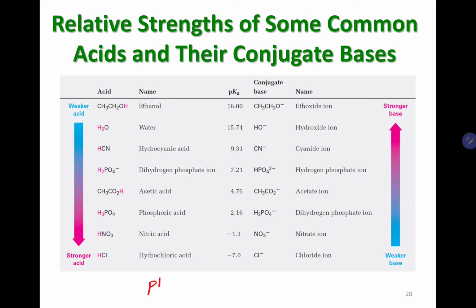Since pKa plus pKb is a constant, let's say 14 at 25 degrees Celsius, stronger acids have weaker conjugate bases, and weaker acids have stronger conjugate bases. All right, that is important to remember, and actually it is very important to remember.